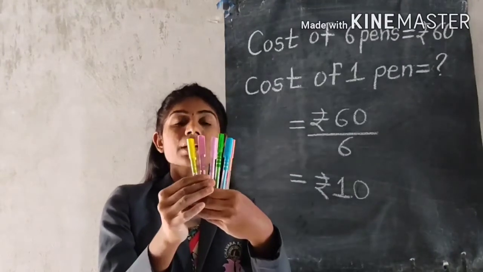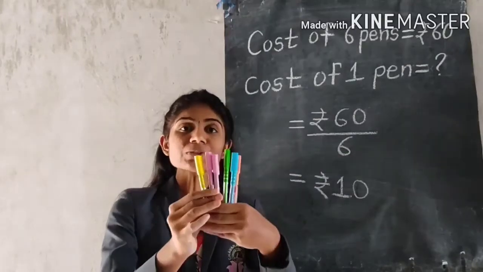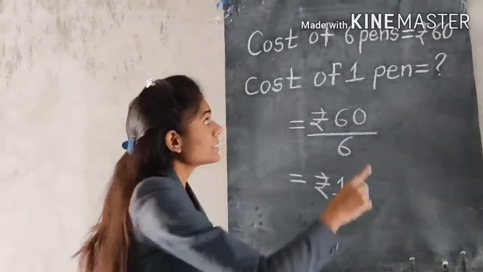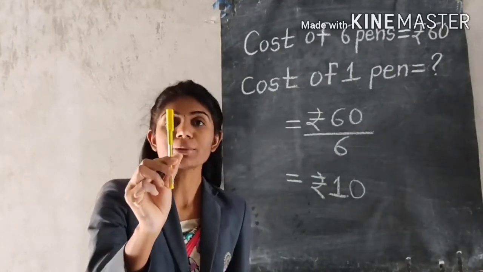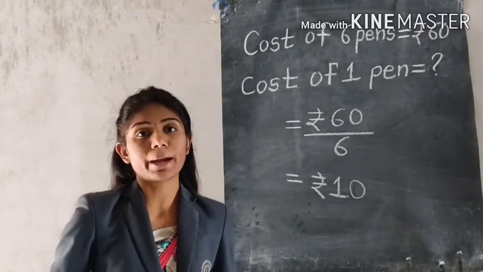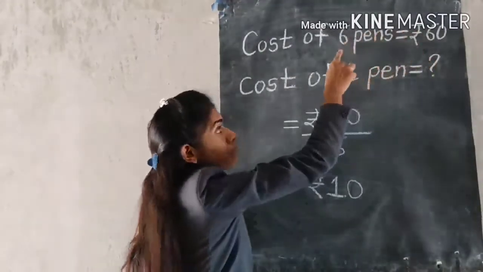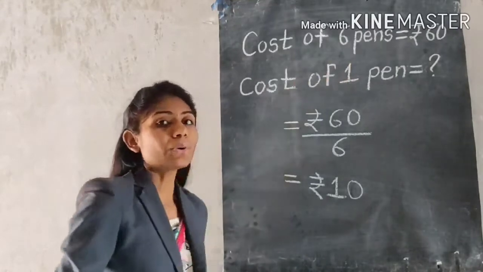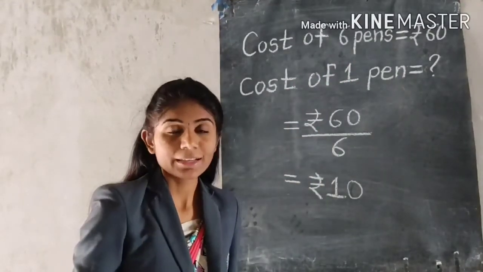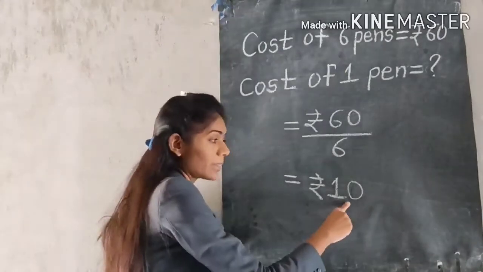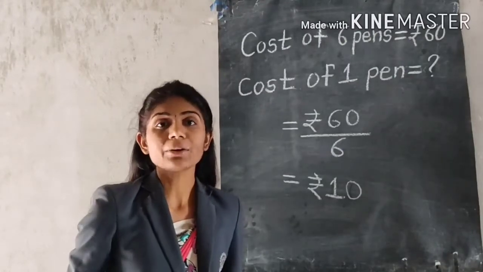Let's see some more examples based on unitary method. I have 6 pens with me. Suppose the cost of 6 pens is 60 rupees. So what will be the price of one pen? This we can find very easily by dividing 60 by 6. So 60 divided by 6 is equal to 10. So we can tell the cost of one pen is 10 rupees.